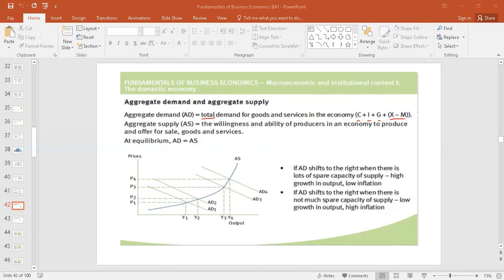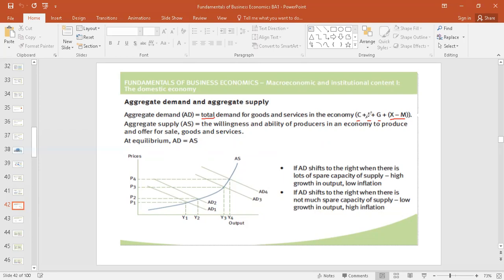C represents the consumption of goods and services. The total demand will be the aggregate of all the goods that are produced and how much is consumed by the people in the economy. I is investment. To the extent of investment, production also happens, and to that extent, consumption also takes place. So investment will create that demand. If there is somebody to produce, then consumption will happen.